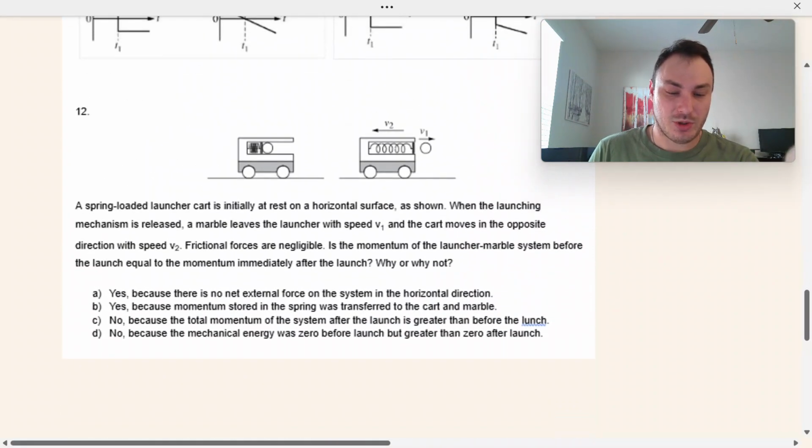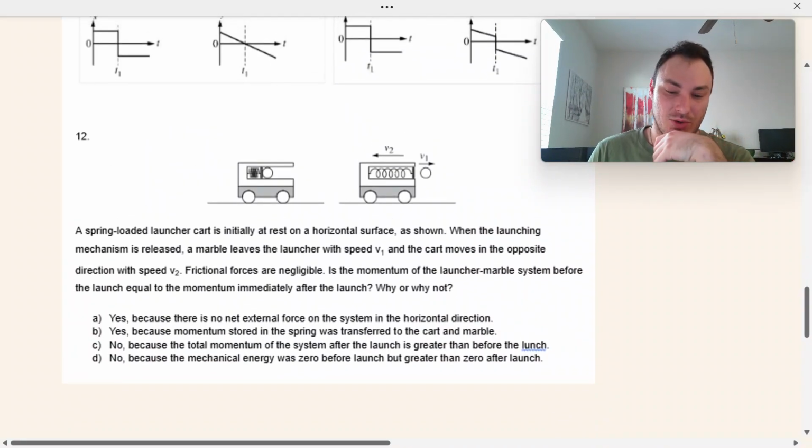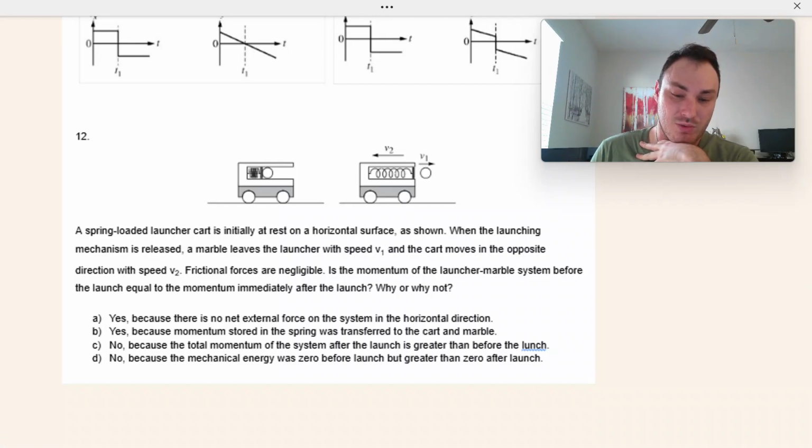Last question. A spring-loaded launcher cart is initially at rest on a horizontal surface as shown. When the launching mechanism is released, a marble leaves the launcher with a speed of v1 and the cart moves in the opposite direction with a speed of v2. Friction forces are negligible. Is the momentum of the launcher-marble system before the launch equal to the momentum immediately after the launch? Why or why not? The answer is yes, it is. There is no outside force.